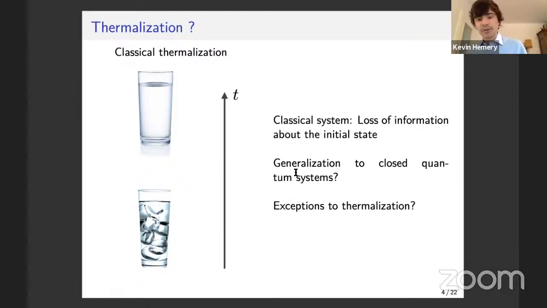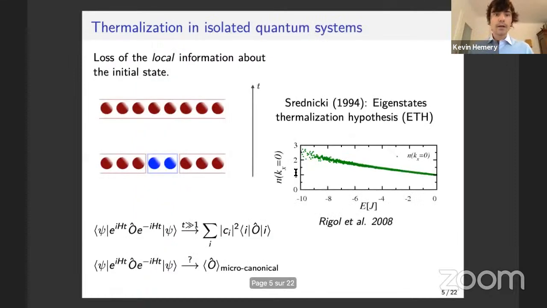Once we have understood what it means for an isolated quantum system to thermalize, I will try to convince you that thermalization is not completely universal, and actually we can find exceptions to thermalization. There are two questions or paradoxes when we talk about quantum thermalization. The first thing is, for an isolated system, we know that time evolution is unitary. This is a bit of a problem, because you cannot imagine having a loss of information with a unitary time evolution.